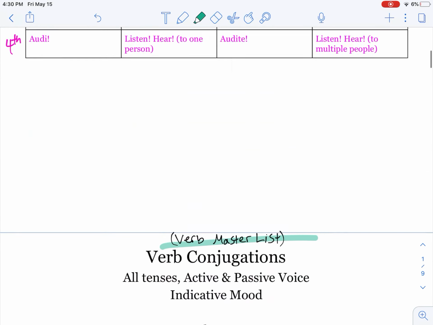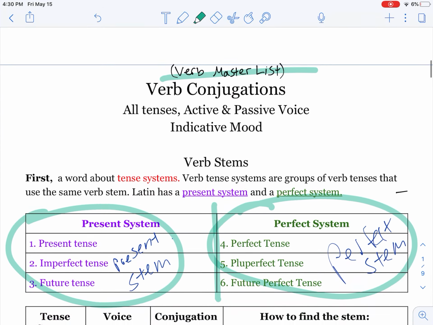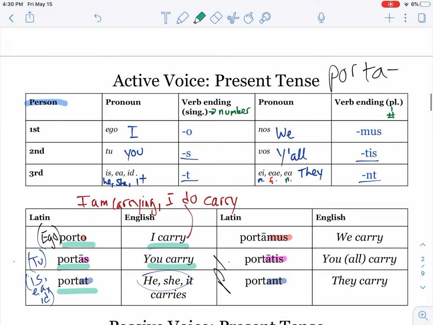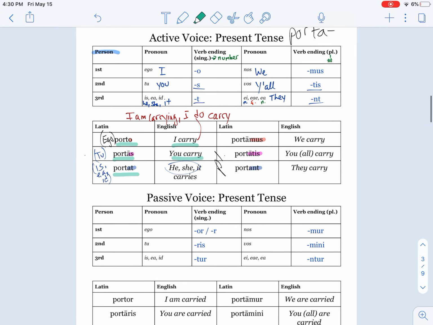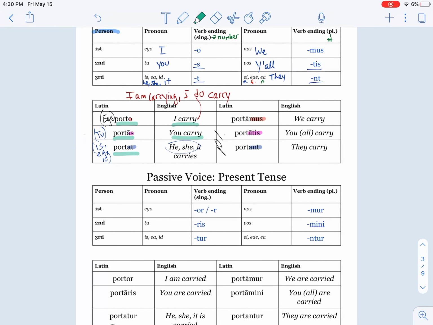So let's quickly talk about active versus passive. Voice is another attribute. I'm going to skip mood for right now; we'll talk about that at the end. But when we talk about voice of a verb, we're talking about whether it's active or passive. So let's take a look at the present tense examples first.